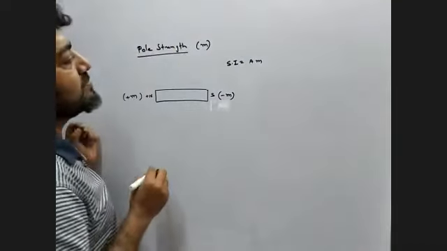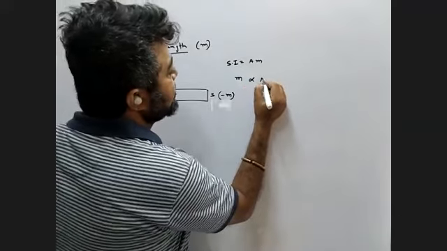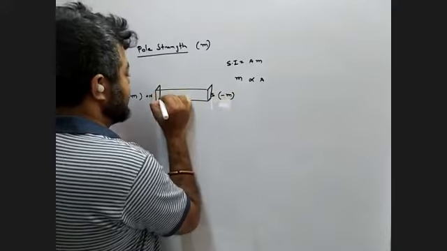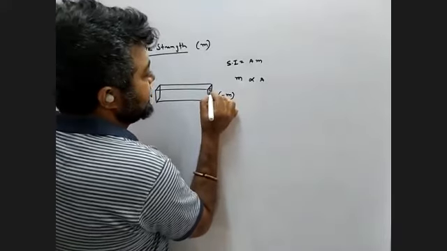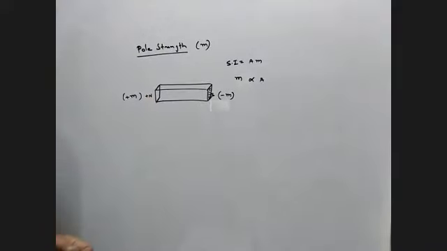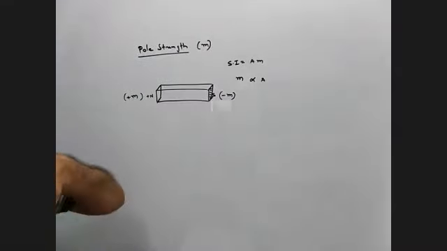The most important part is that pole strength is directly proportional to the cross-sectional area. What do you mean by cross-sectional area? That area. Is it clear, everyone? Everyone, is it okay?